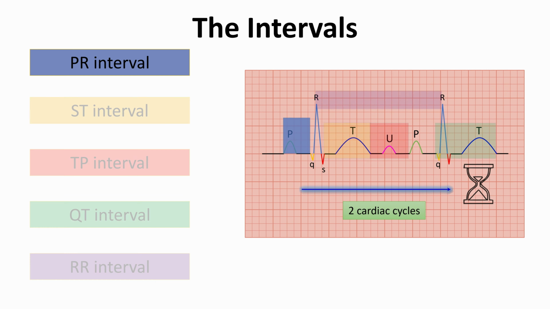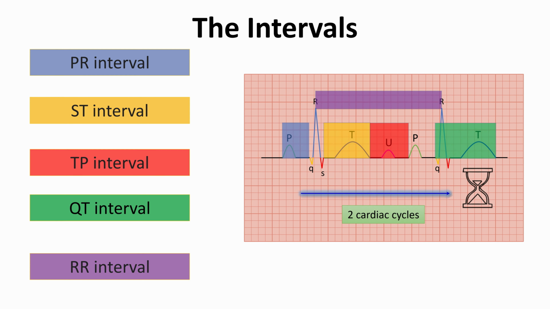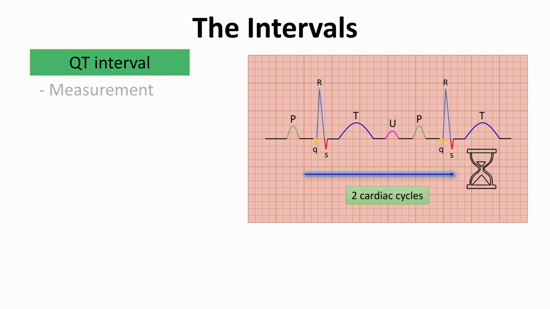Then we have the QT interval. The QT interval is measured from the onset of the Q wave to the end of the T wave. If it is measured to the end of the U wave, it's termed QU interval. Note that the duration of the QRS complex, the length of the ST segment, and the duration of the T wave are included in the measurement.